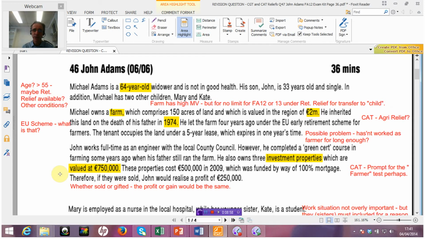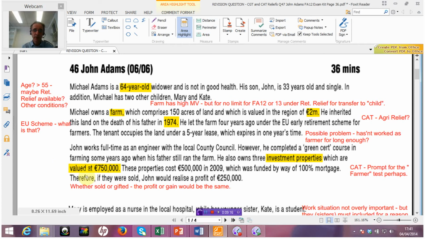The farm at 2 million could be his gross assets or his total assets. And we'll come through to the detail of the farmer test when we look at the answer, but this information is obviously given for a reason, and there's no other information in relation to his assets.